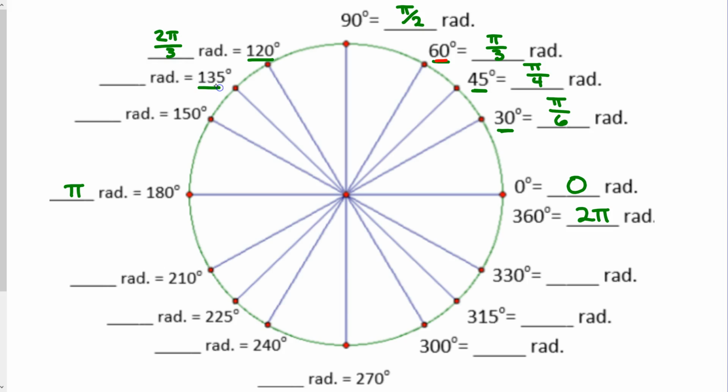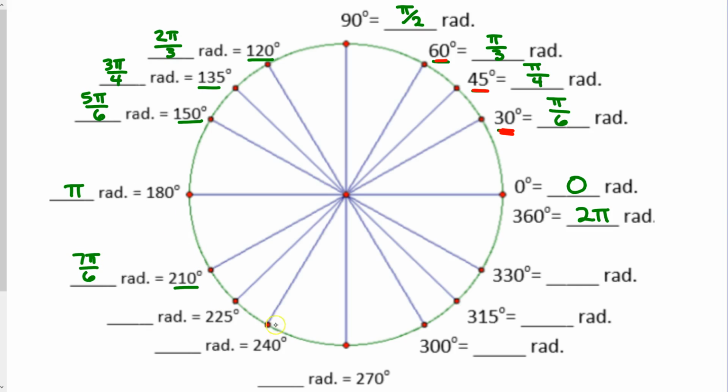Now let's do 135 degrees. 135 degrees is 3 times 45 degrees. So we have 3 times pi over 4, so that's 3 pi over 4 radians. 150 degrees. 150 degrees is 5 times 30 degrees, so we have 5 times pi over 6, so that would be 5 pi over 6. Let's go down to 210 degrees. 210 degrees is 7 times 30 degrees, so 7 times pi over 6 is 7 pi over 6.